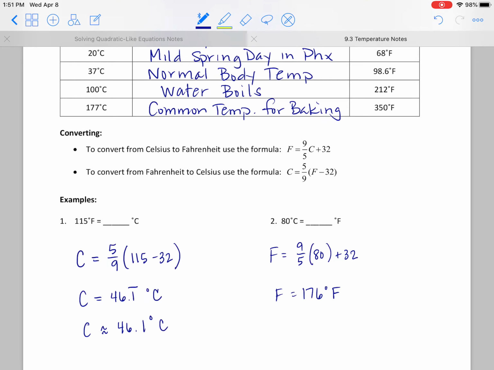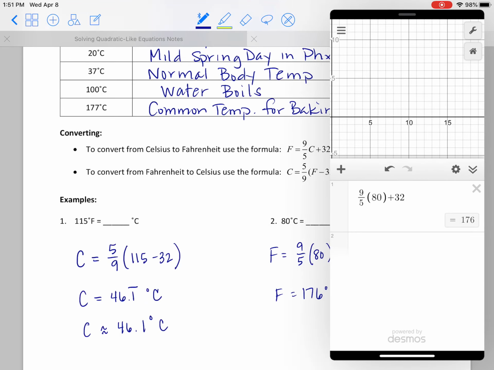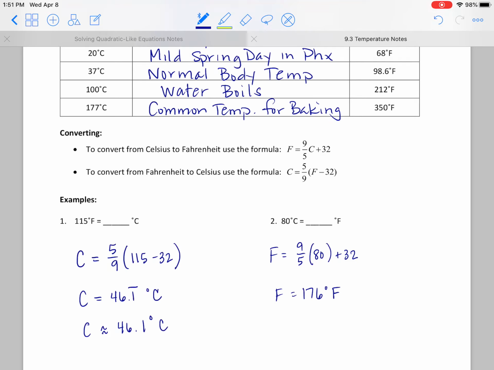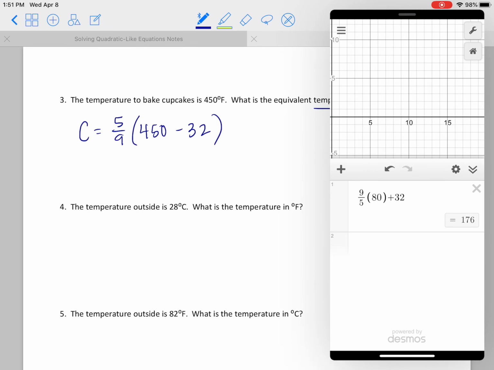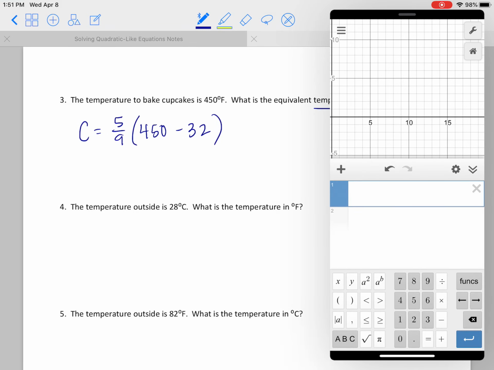So again, we're trying to find the temperature in Celsius. If the Celsius is the question, right, we're going to use the C equals formula. And the C equals formula is 5/9, and then it's the Fahrenheit temperature, which is 450 degrees, and then minus 32.